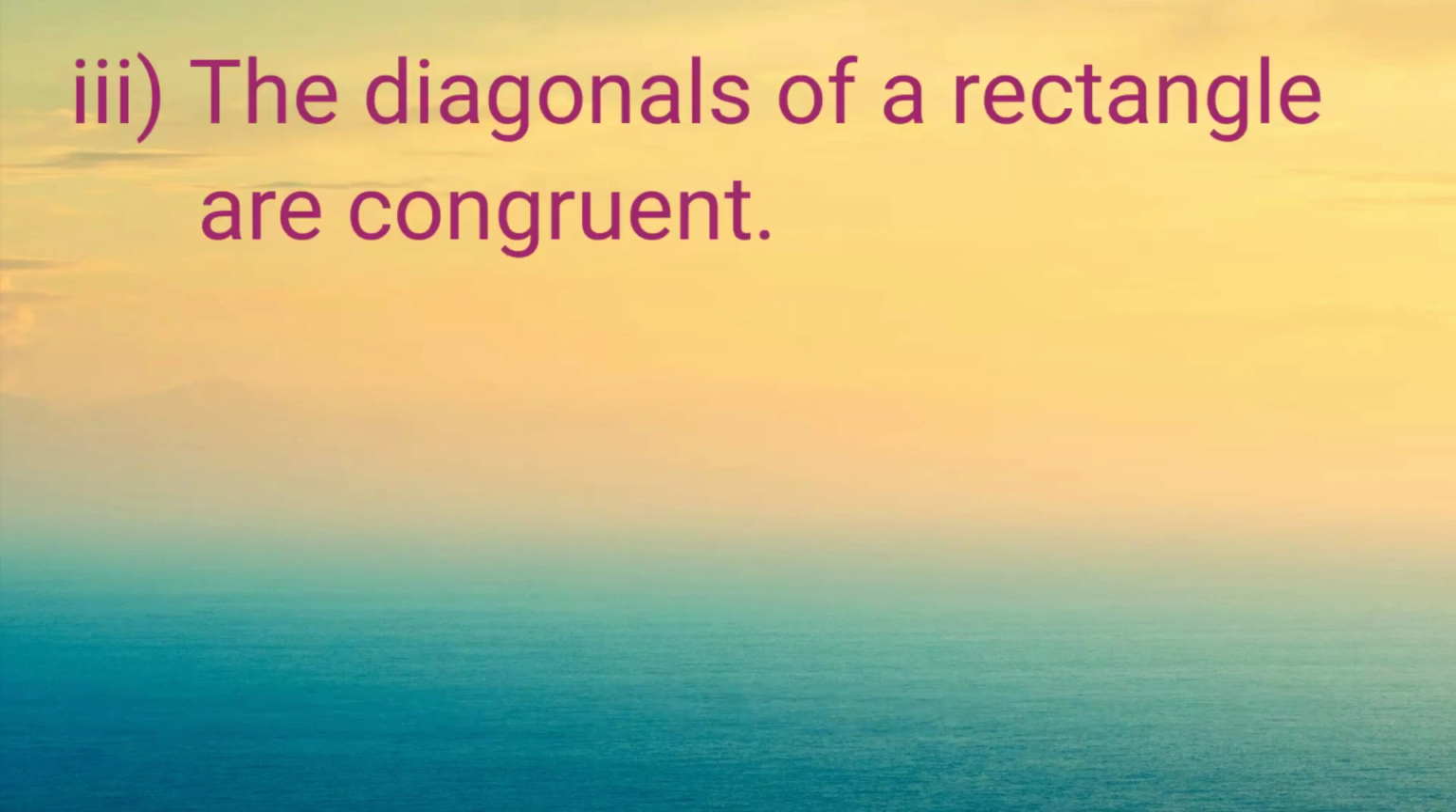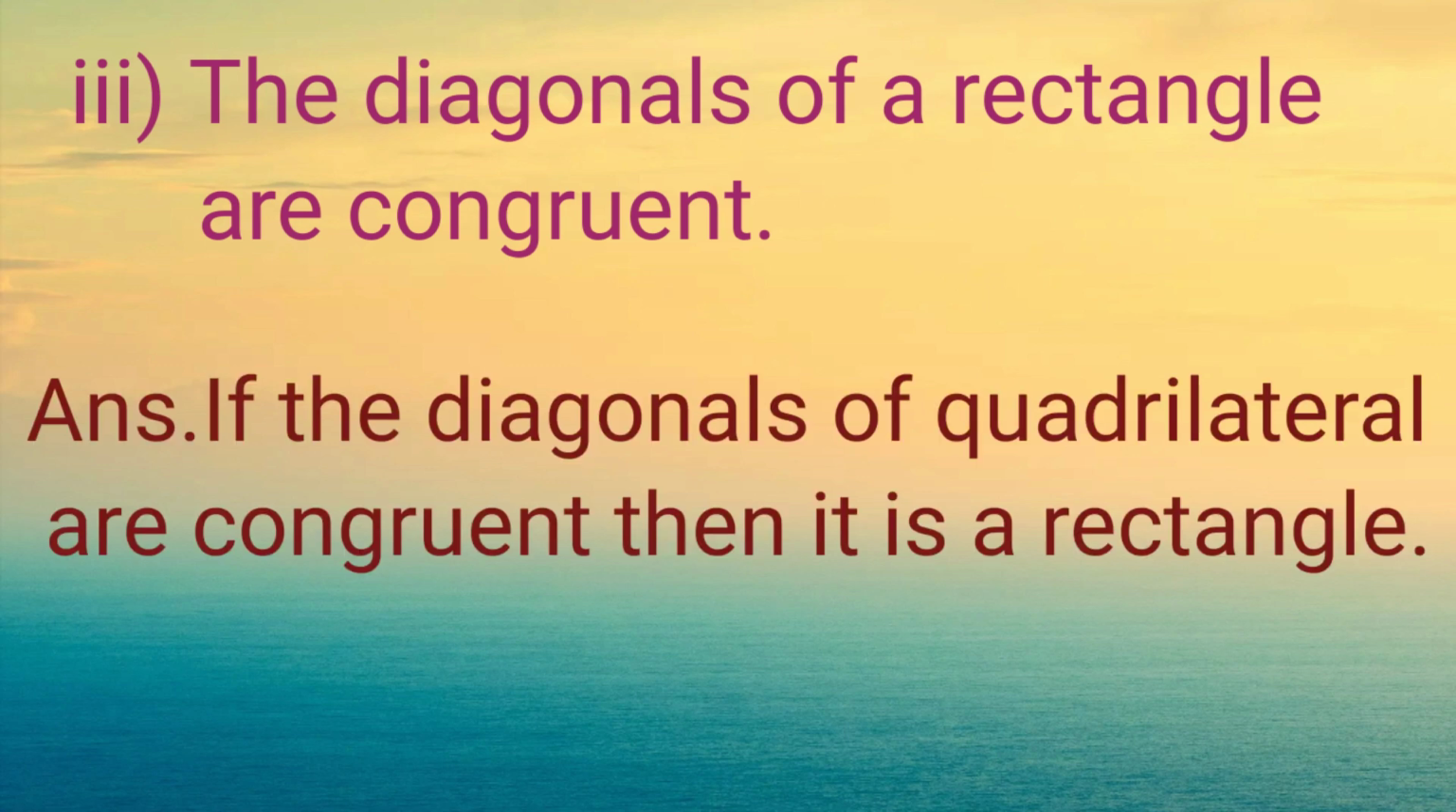Question number 3. The diagonals of a rectangle are congruent. The first statement is, if a quadrilateral is a rectangle, then its diagonals are congruent. Quadrilateral is a rectangle is the given part. Diagonals are congruent is the to prove part. So we will interchange these to get the converse. Answer: if the diagonals of a quadrilateral are congruent, then it is a rectangle.